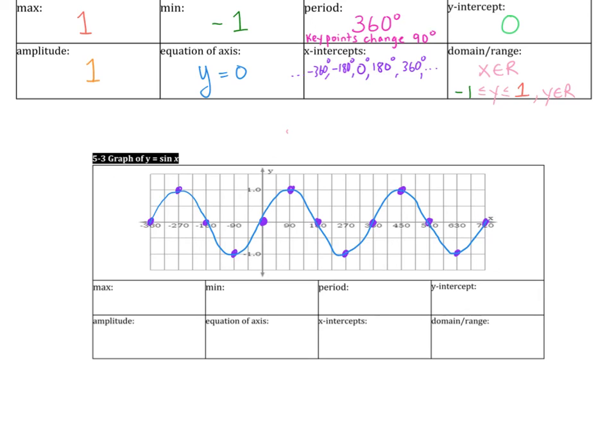Well, the three things you have to remember is that the period is 360. So you have to have that cycle completed in 360 degrees. A lot of people mess that one up and they have it within 180. So the first thing you have to remember is that the period is 360 degrees. Second thing you have to remember is that you're going to change your points every 90 degrees. And the third thing you have to remember is just the pattern of the key points. So axis, max, axis, min, axis.